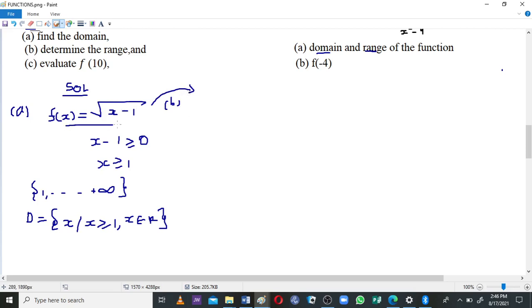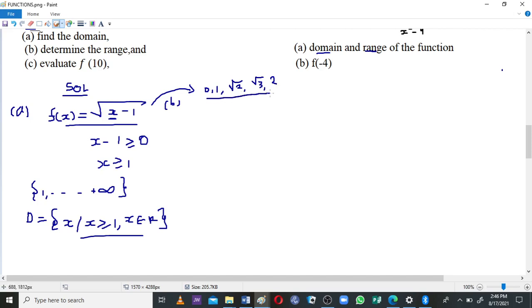In this function that we have, we can substitute the domain that we have defined. We can start from 1. Substitute x with 1 in the function that you have. You are going to get 0. Substitute x with 2 now, you are going to get 1. Substitute with 3, you are going to get square root of 2. Substitute with 4, you are going to get square root of 3. Substitute with 5, you are going to get 2.